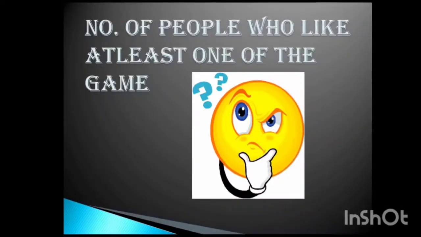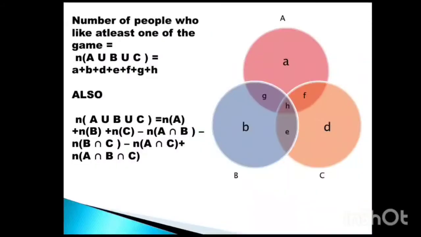Now the question arises, how many people like at least one of the games? The number of people who like at least one of the games is always equal to the union of these three sets, or we can say A union B union C. And this is equal to A plus B plus D plus E plus F plus G plus H.